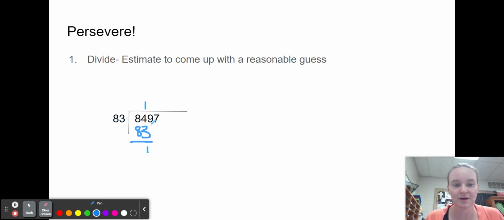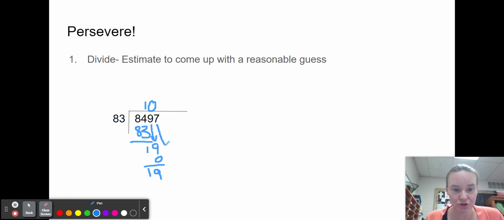Now we get to bring down. All right, bring down the 9. How many times does 83 go into 19? None, right? 19 is smaller than 83. So I'm going to put the 0 above the 9. Cool? So I know that anything times 0 is 0. I get a remainder of 19. That is a-okay because 19 is smaller than 83, my divisor.